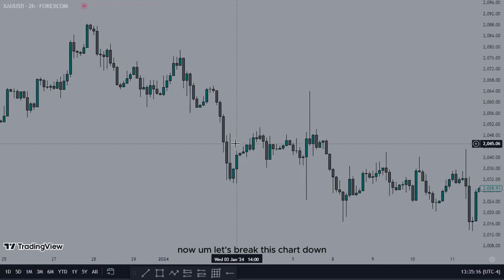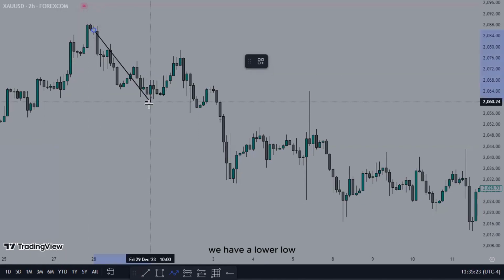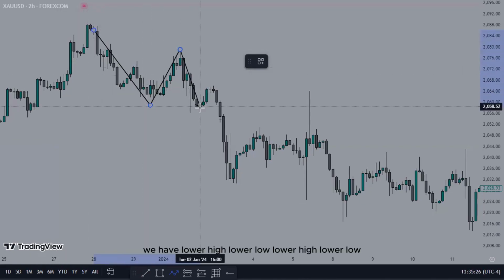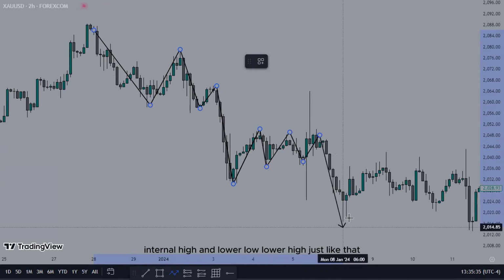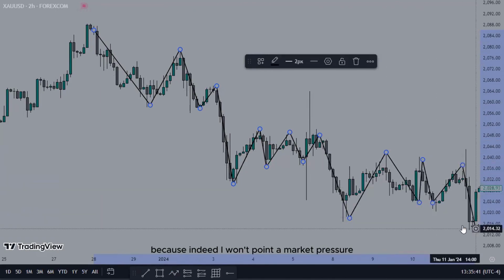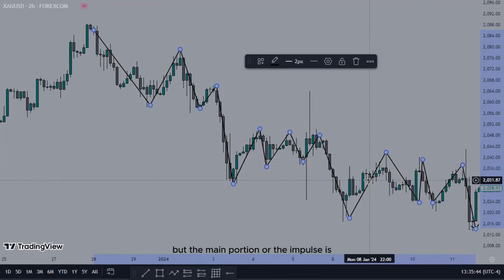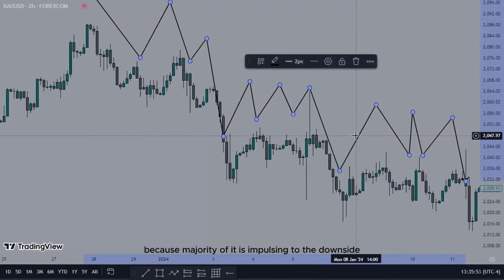Okay. Now, let's break this chart down. Now, look at this. We have a high, we have a lower low, lower high, a lower low, lower high, lower low, a lower high, an internal low, internal high, internal low, internal high, and a lower low, lower high, just like that. So at one point the market will consolidate, at one point the market will break structure to the downside, but the main push or the impulse is going low. The impulse is driving to the downside. That's why this trend is a downtrend, because majority of it is impulsing to the downside, right?